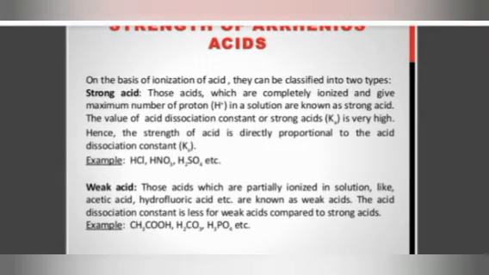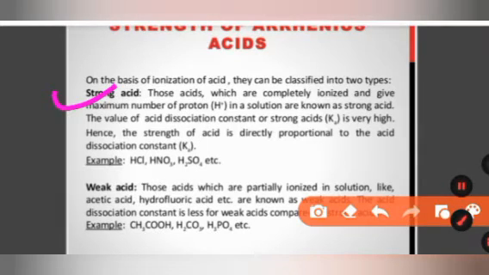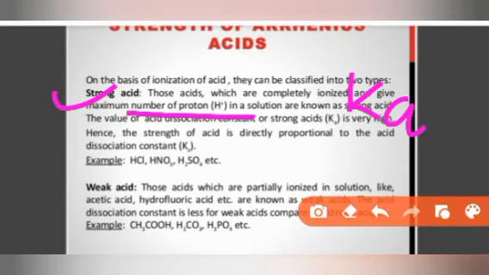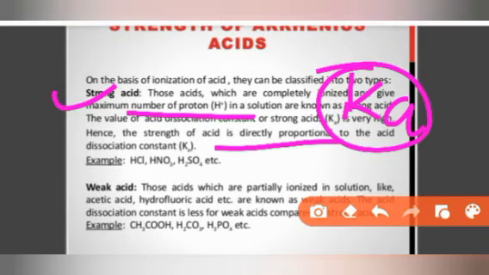If I talk about Arrhenius acids, there is the strength of acids. On the basis of strength, an acid can be a strong acid or a weak acid. So again, take a screenshot and read this. Acids which completely ionize and give the maximum number of H+ have a higher degree of dissociation and are known as strong acids, represented by Ka. For a strong acid Ka is very high; the strength of the acid is directly proportional to the dissociation constant. This Ka is called the dissociation constant of the acid. HCl, HNO3, H2SO4 are examples of strong acids.